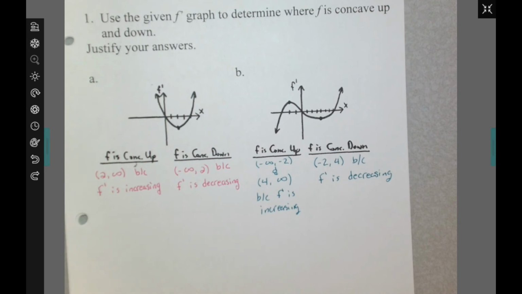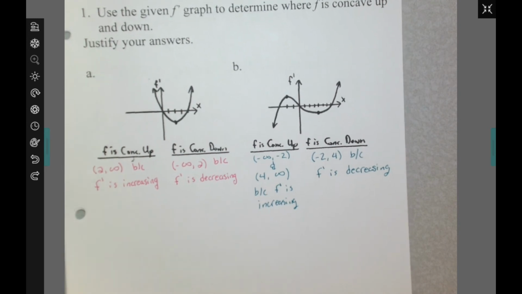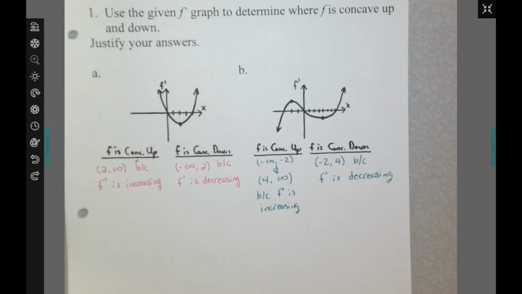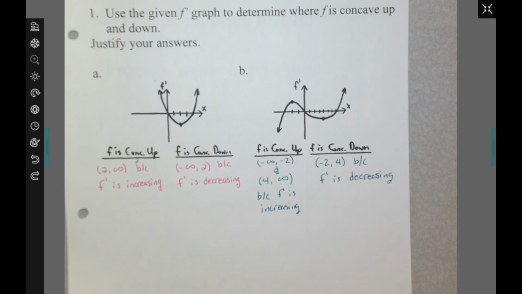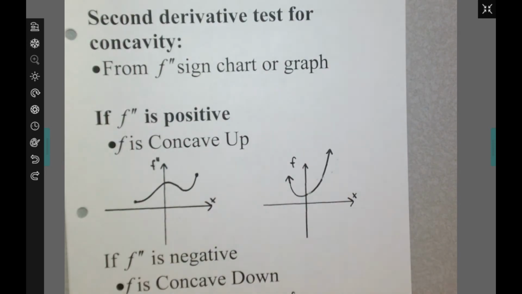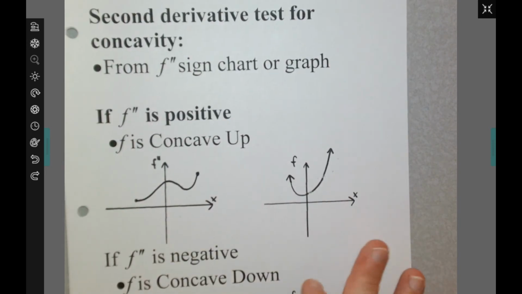All right, so that takes care of the first derivative test. And typically, like I said, you'll be given the graph on that, and you're just looking, when is it increasing, when is it decreasing? First derivative is going to equal concavity of the original function.